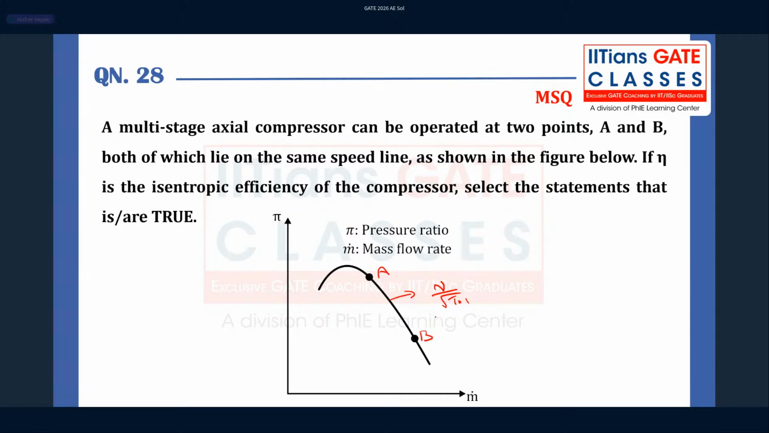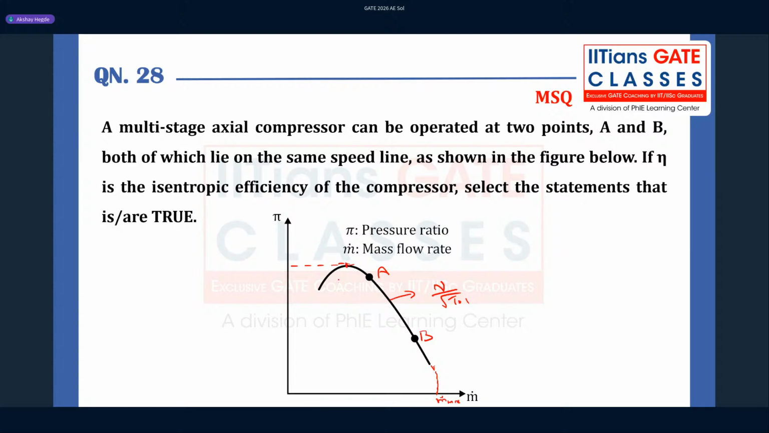Okay, so what do we have? This is the maximum pressure ratio for the given speed, whereas if I go further, it will choke. So it will be the maximum mass flow rate for the given configuration, right?